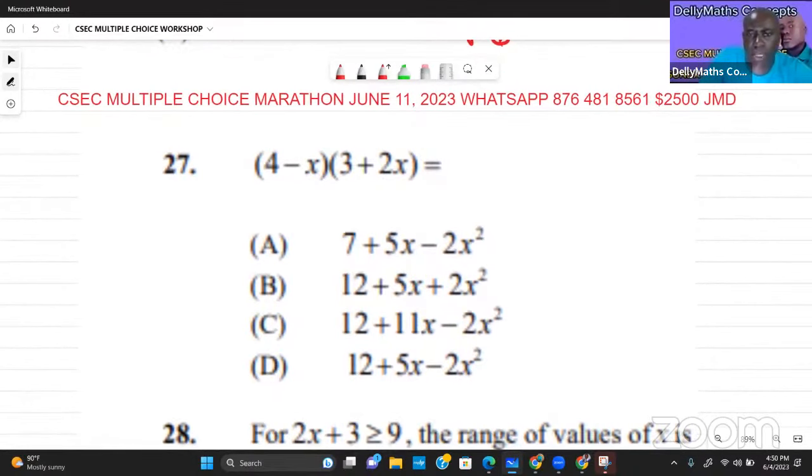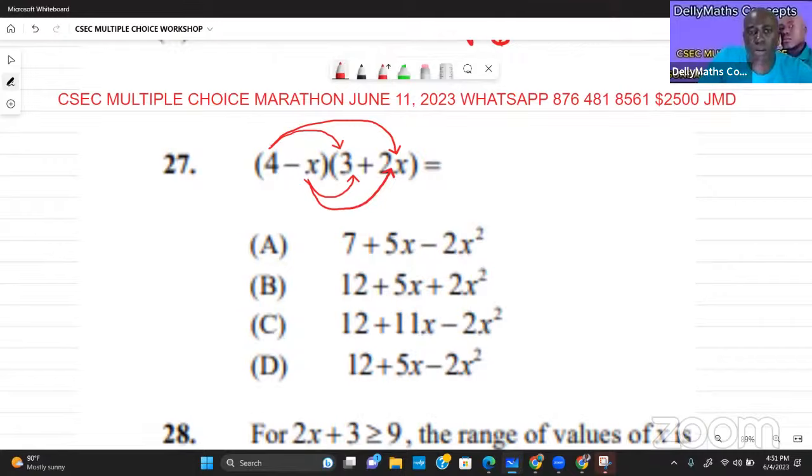All right, let's quickly break this down to see what we have. What you want to do is to try to apply yourself to it. Depending on how you want to do this, it depends. You could use 4 to multiply by the 3, then 4 multiplied by the 2x, then the negative x multiplied by the 3, then the negative x multiplied by the 2x. You could take it like that.